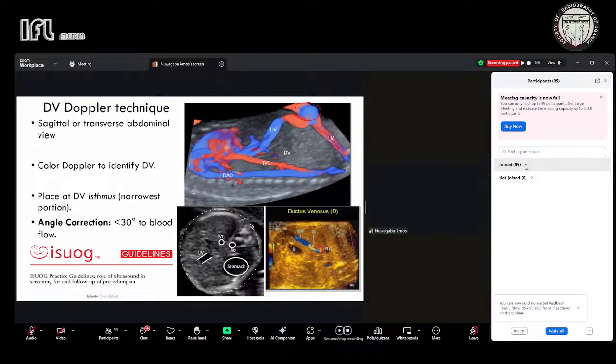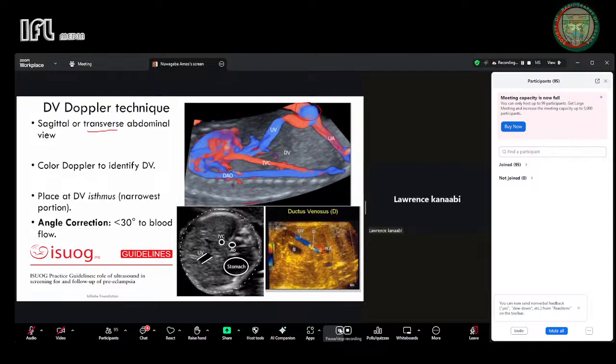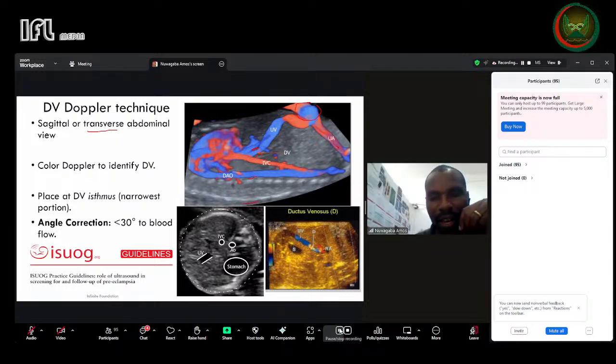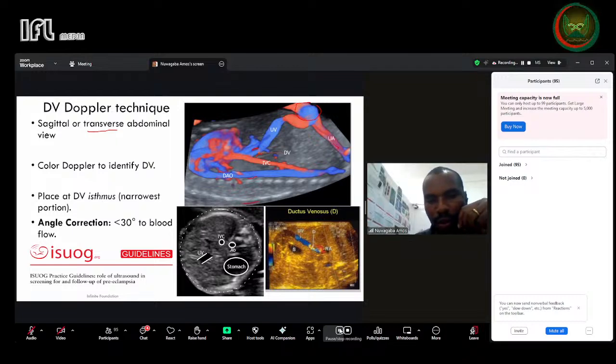So that is the sagittal approach. And if you use the transverse approach, we usually want to start from the level of the AC plane. I'm very sure that we are all familiar with the plane that we use for measuring the abdominal circumference, and that is the starting point.